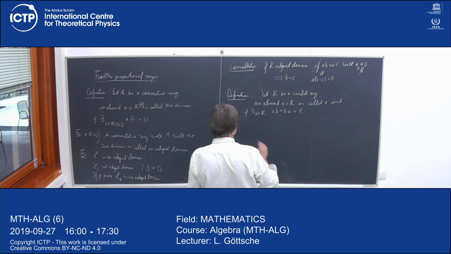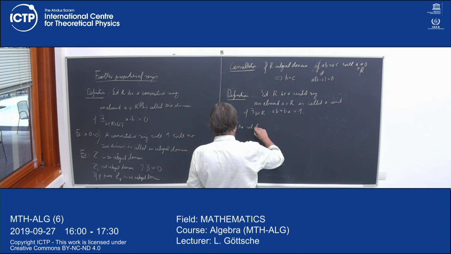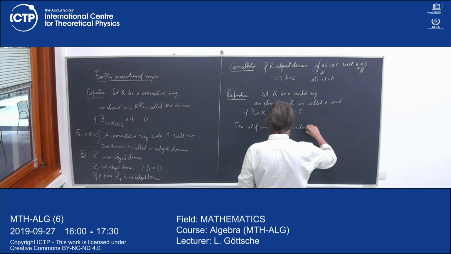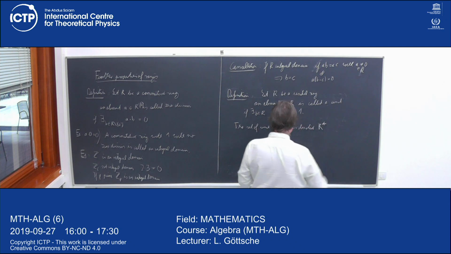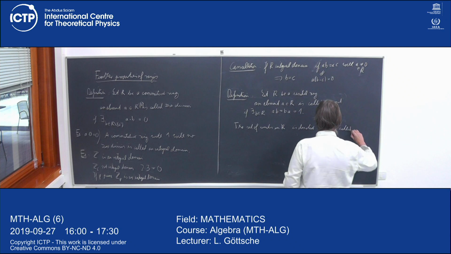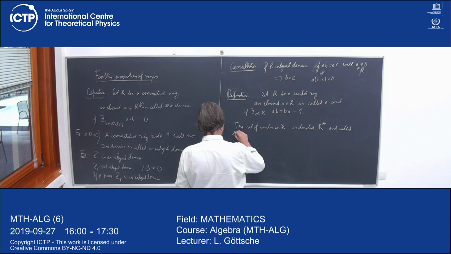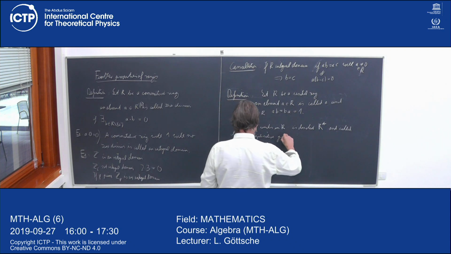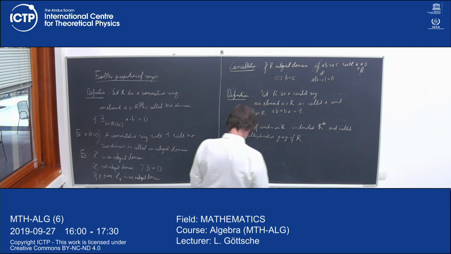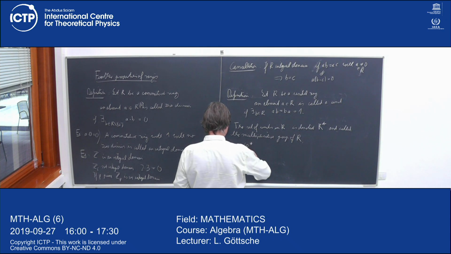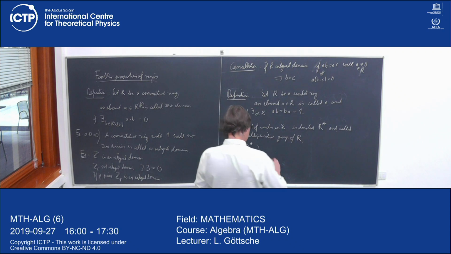And so the set of units in R is usually denoted R star and called the multiplicative group of R. In fact, one can easily check that if I take the units with the multiplication, this is a group.